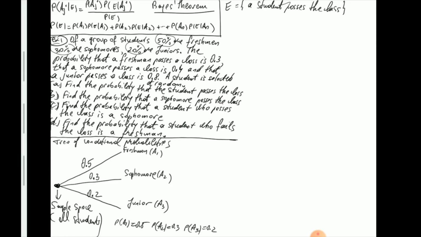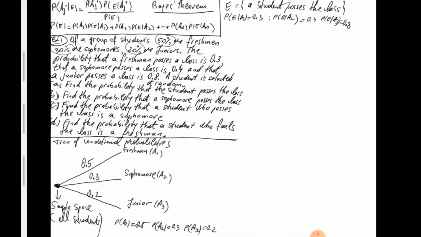And look carefully here. The first information here is that the probability that a freshman passes the class is 0.3. That's like saying the probability of E given A1 is 0.3. So given that the student is a freshman, the probability is 0.3. Given that the student is a sophomore, that is E given A2, is 0.4. Given that a student is a junior, which is given by A3 in my notation here, the probability is 0.8.